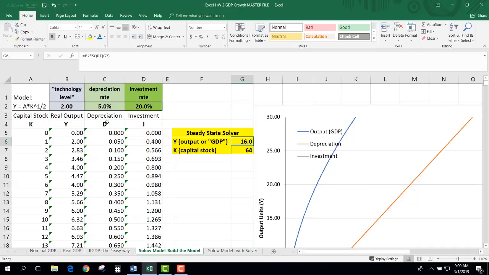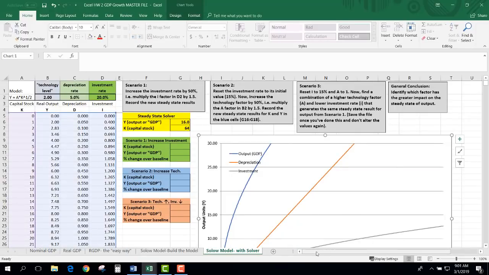Okay, so that's how you would approach building the model. Now in the homework, you might have some different values up here, but the way you'll build the model will be exactly the same. You will create your range of possible capital values, and then you'll run your output function with this technology parameter and this capital value. Then you'll run your depreciation function with this depreciation rate. You'll run your investment function with whatever is given in the homework file. So same exact procedure, probably with some different values as inputs into the model.